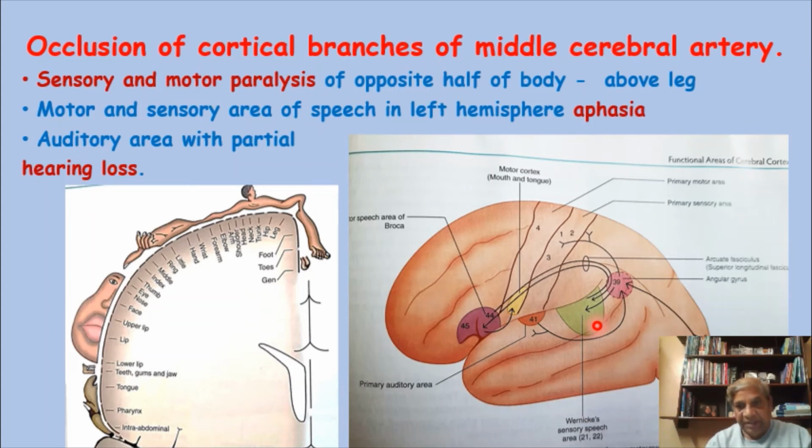In the right-handed, the left cerebral hemisphere is dominant. So if the occlusion of the middle cerebral artery is on the left side, then only this motor and sensory speech area aphasia will result. Otherwise, if it is in the right cerebral hemisphere, they will be spared. The aphasia will not take place.